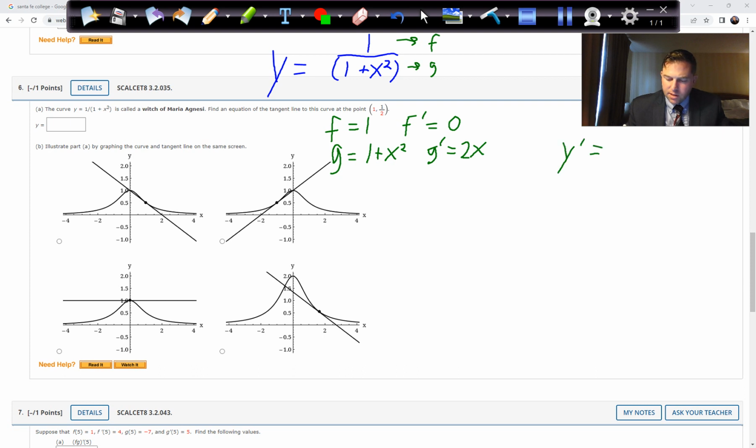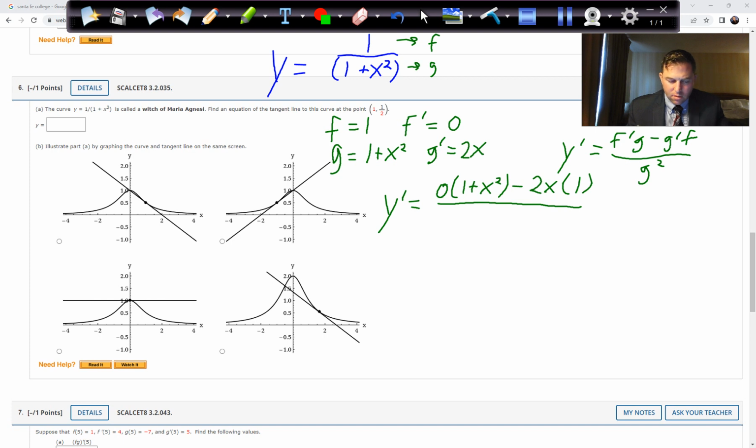So we plug this into f prime g minus g prime f over g squared. And we're going to get f prime is 0 times g, which is 1 plus x squared, minus g prime, which is 2x, times the original f, which is 1, all over 1 plus x squared squared. This whole first term will go away because 0 is multiplying it. So we just get negative 2x on top and 1 plus x squared squared on the bottom.